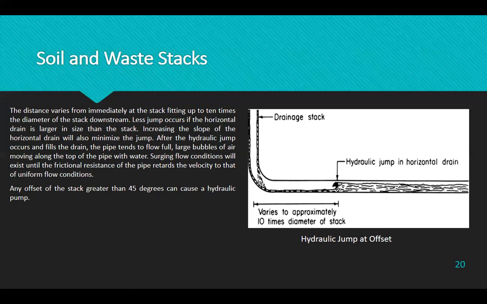After the hydraulic jump occurs and fills the drain, the pipe tends to flow full. Large bubbles of air moving along the top of the pipe fill with water. Surging flow conditions will exist until the frictional resistance of the pipe retards the flow to the point of uniform flow conditions. Any offset of the stack greater than 45 degrees can cause a hydraulic jump.